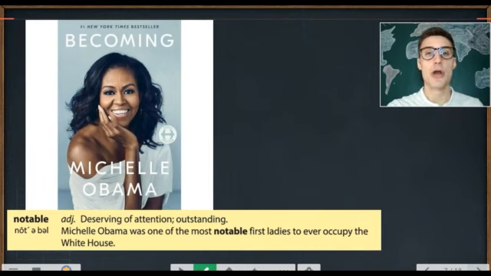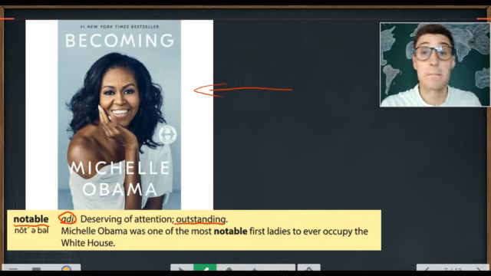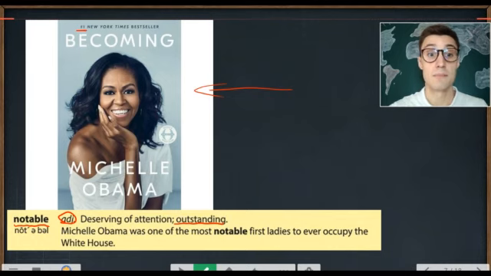The next word is notable. Notable has an adjective meaning, which is we use this word to describe something which deserves attention, something that is outstanding. Outstanding, terrific, great. Those are synonyms for notable. Michelle Obama was one of the most notable first ladies to ever occupy the White House. This is Michelle Obama. She apparently was very notable. She wrote this book. This book was very notable because it was the #1 New York Times bestseller. Wow, that's a big deal in America.